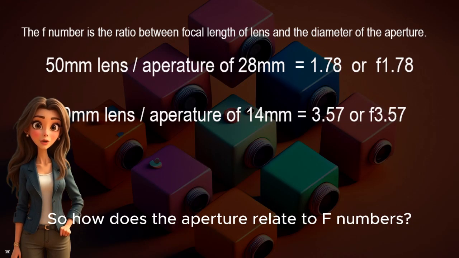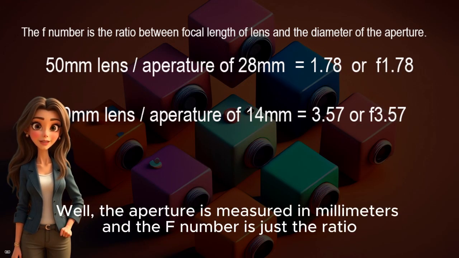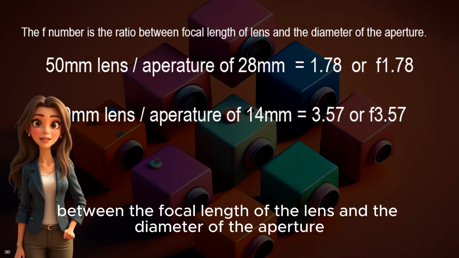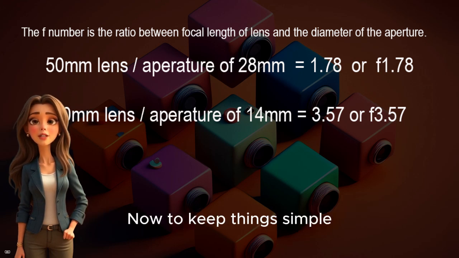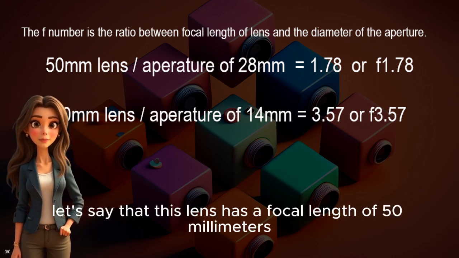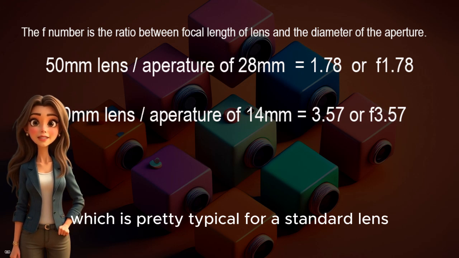So how does the aperture relate to f-numbers? Well, the aperture is measured in millimeters, and the f-number is just the ratio between the focal length of the lens and the diameter of the aperture. Now, to keep things simple, let's say that this lens has a focal length of 50 millimeters, which is pretty typical for a standard lens.